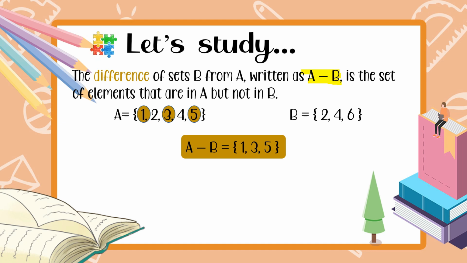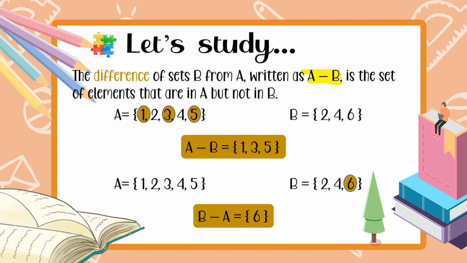Gets ba? Okay, let's have another example. Same sets pa rin. Set A, we have 1, 2, 3, 4, 5. Set B, we have 2, 4, 6. But now, we're going to get B minus A. So, B minus A. Anong meron kay B na wala naman kay A? So, ang meron kay B na wala kay A ay 6. Therefore, B minus A is equal to 6.